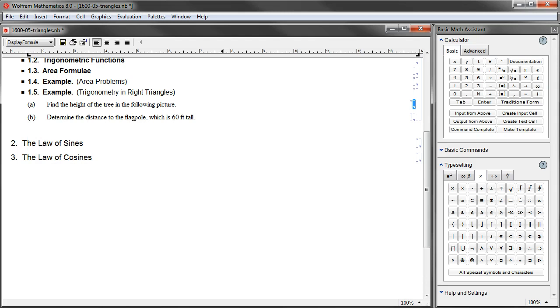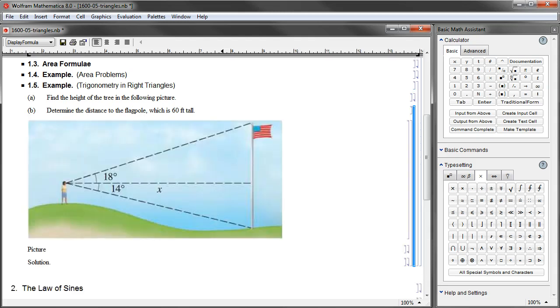Here's another example. This time we have two right triangles, but in any case the key was the right triangle. If you look at the outer shape, it looks like an arbitrary acute triangle, but if you decompose it into two right triangles and apply trigonometry separately, you can find the distance between the observer and the flagpole, the x value.